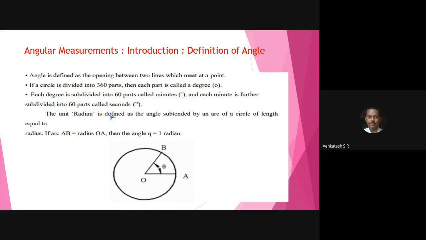So all of you, first draw the circle, show the line OA and OB. The angle is theta. This is the angle. The definition of the angle is the opening between the two lines. Here, the two lines are OA and OB, and the angle is AOB. The subtended angle is theta. This is the definition of angle.